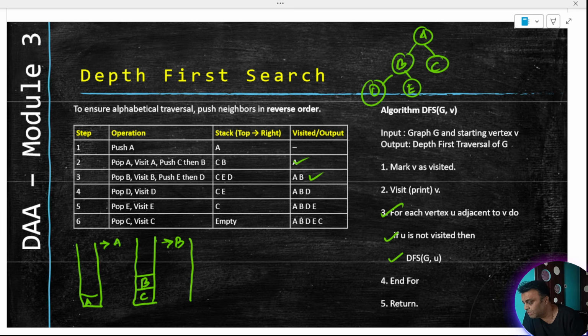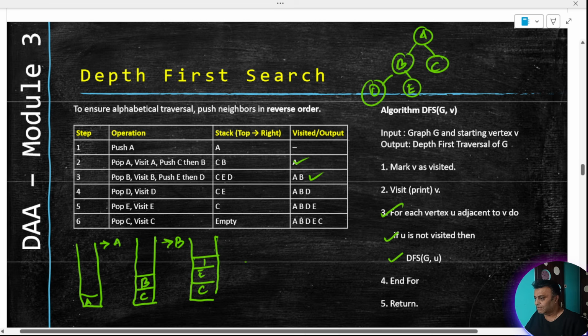Therefore, now we will get into this. And here we will say that we have popped B. So whatever were the adjacencies of B have to be pushed into the stack. What are the adjacencies of B? D and E. So C was here and D and E will be pushed in the reverse order, that is E and D.